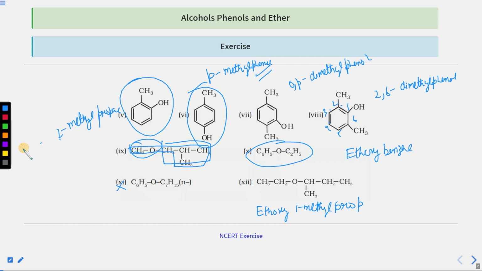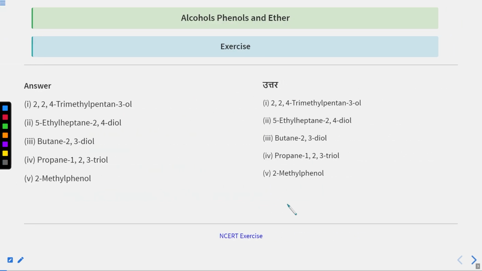And this 2-methyl propane, it is methoxy 2-methyl propane. Okay. Similarly, this is ethoxy 1-methyl propane, and you will do the numbering from this side where the oxygen is attached always. Okay, clear? So let us see the name.